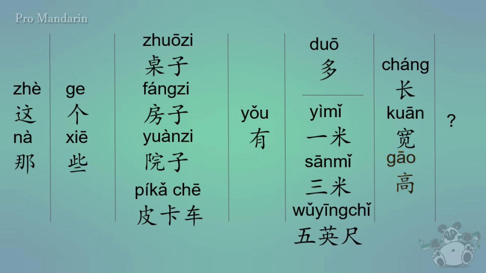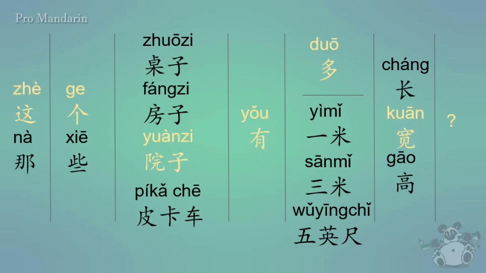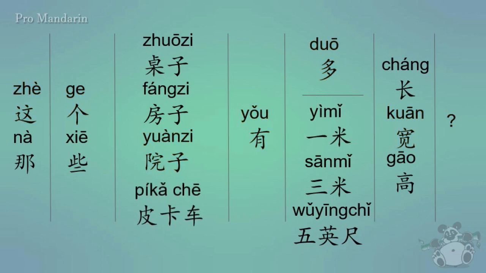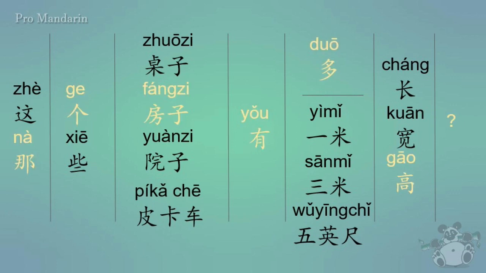So I'm going to give you a couple examples here before I get you in some practice. So in order to ask how wide this yard is, you would say, 这个院子有多宽? And then if you were to ask, how tall is that building, you would say, 那个房子有多高?